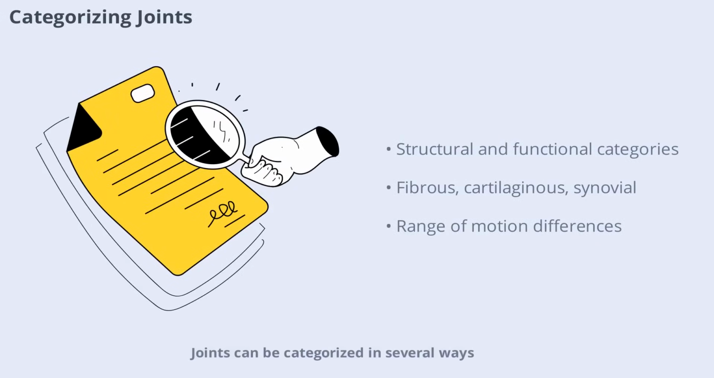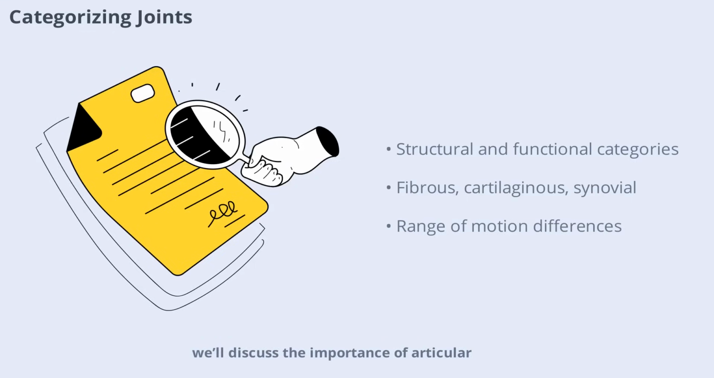Joints can be categorized in several ways, but two main criteria are structure and movement capabilities. Structurally, joints are classified as fibrous, cartilaginous, or synovial, each with unique characteristics. Functionally, joints are described by their range of motion. Some allow a lot of movement, while others are more restrictive. For example, the shoulder joint is highly mobile, whereas the sutures in the skull are immobile. This classification helps us understand why certain joints are more prone to injury or wear and tear.